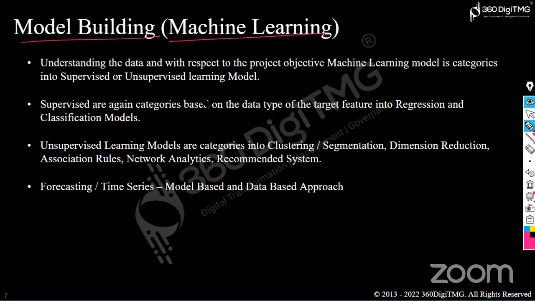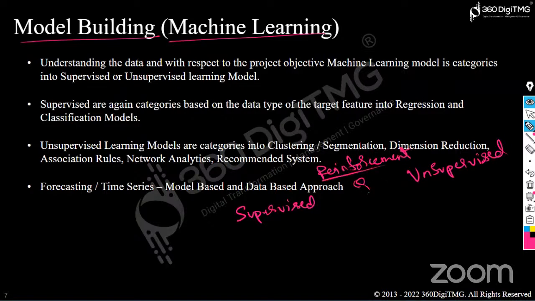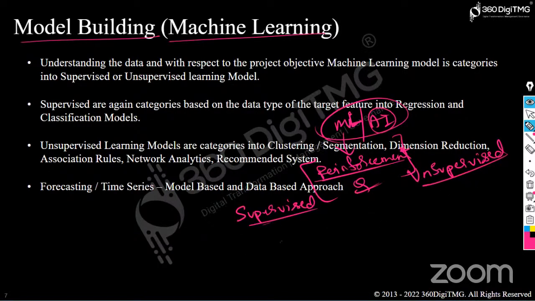When you are building the model, you have two things: one is supervised and another one is unsupervised. We also have one more, that is reinforcement learning or Q learning. This is considered to be a machine learning or AI model. They are still undergoing research to confirm whether reinforcement learning is under AI or machine learning. Right now we have supervised and unsupervised.